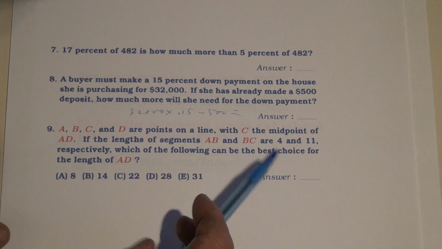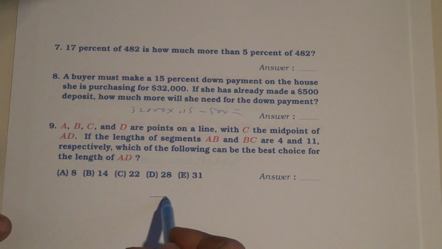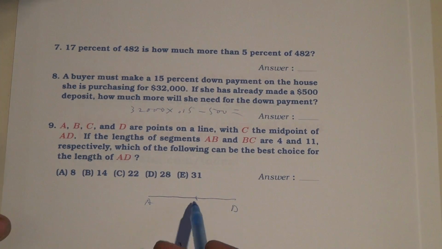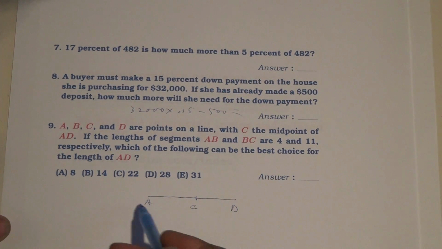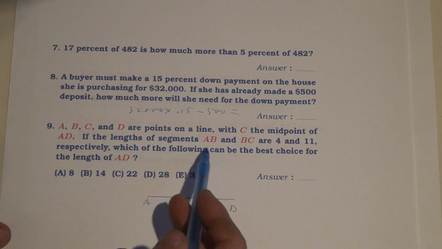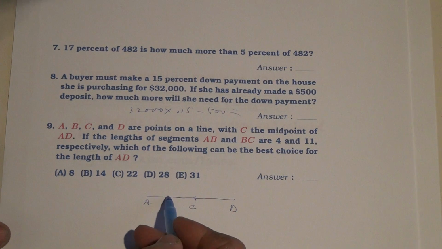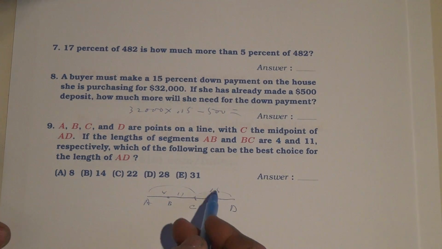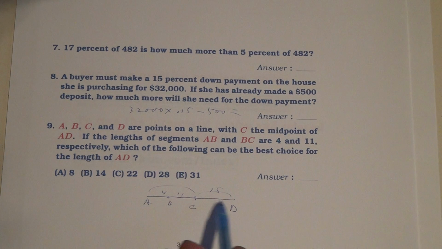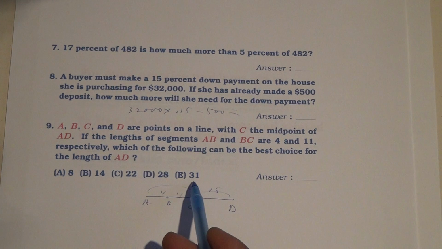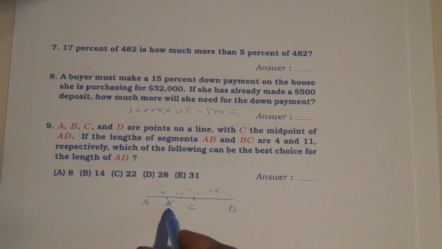Now, on a straight line, you have here A, C, and D such that C is a midpoint. Now, they give you information that AB and BC are 4 and 11. So if we put B here, it will be 4 and 11. So this total length will be 15. And then the other must be 15 again. So the length of AD must be, in this case, 30. But if you look at over here, you don't have a 30. So this is not the case.